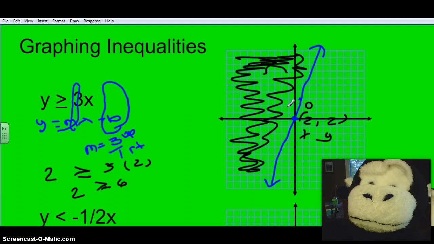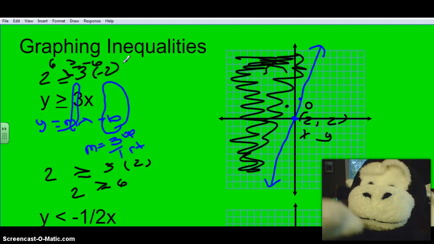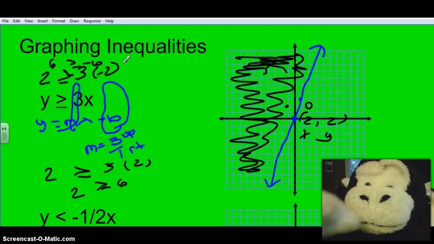If I pick a point, which is negative 2, 2, I plug in 2 here, and I put my greater than or equal to sign, and then I have 3 and negative 2. That's going to give me 2 is greater than or equal to negative 6, and that's a true statement. 2 is bigger than negative 6. So the idea here is that we have to plug a test point in other than 0, 0, and then shade the top or bottom, left or right of the line.